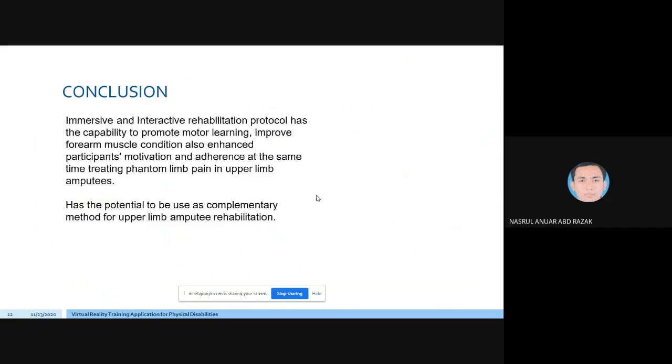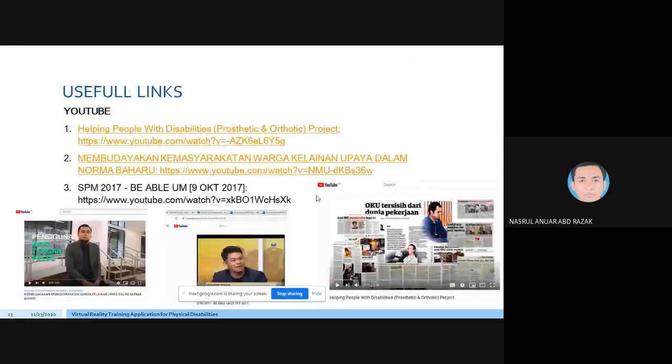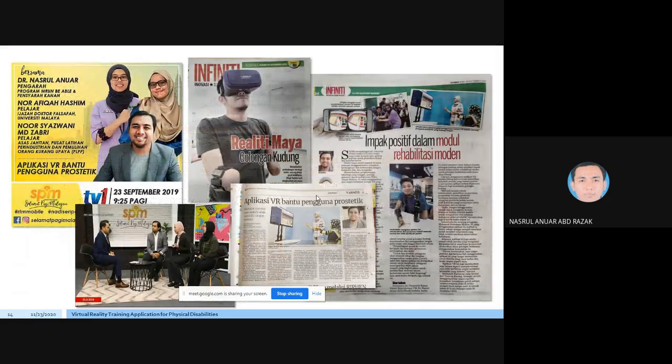We are actually in the process of sharing this technology. You can refer to this link, some of the useful links from what we've conducted over the past 2 to 3 years, and at the same time some newspaper clips that you might want to read by yourself. We have already been sharing this technology directly with the committee.